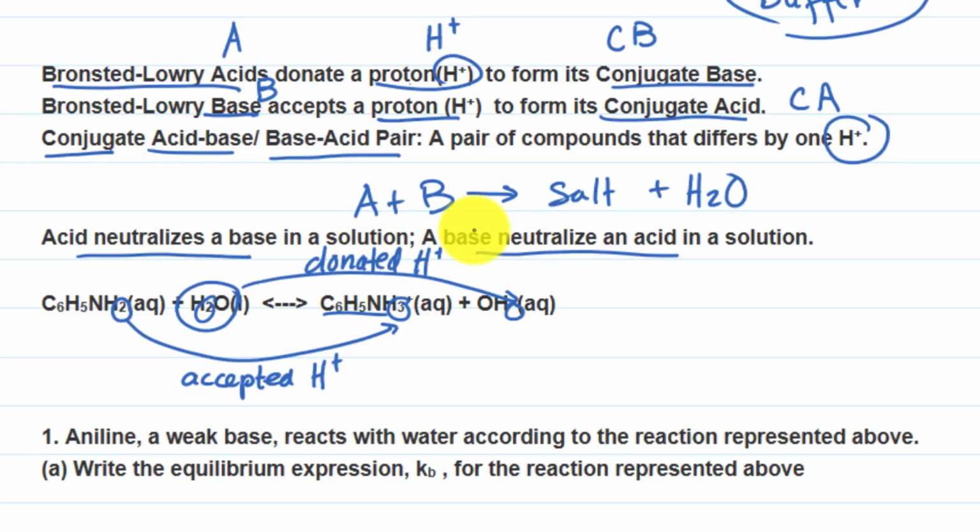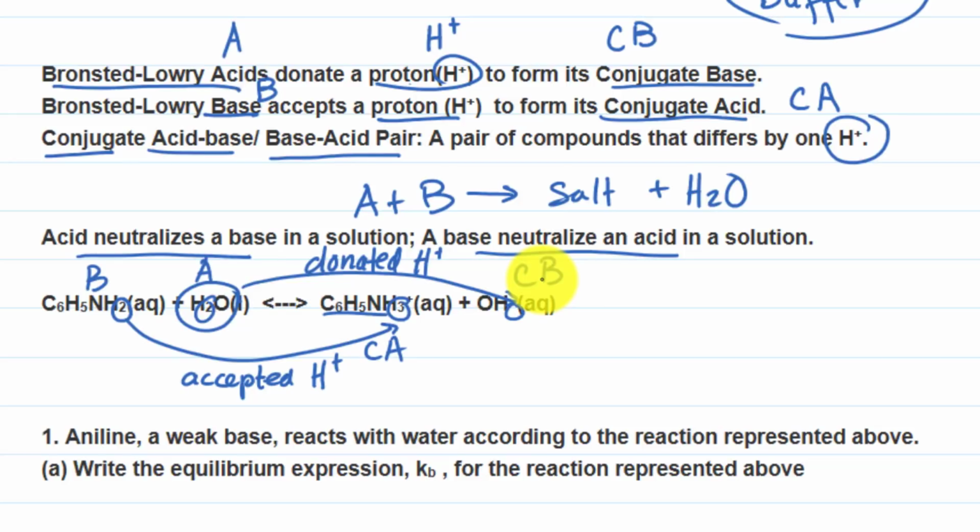So now we have our conjugate pair, okay? So this would be a base versus a conjugate acid. This would be an acid. This would be a conjugate base. We have a pair right there. Isn't that easy?